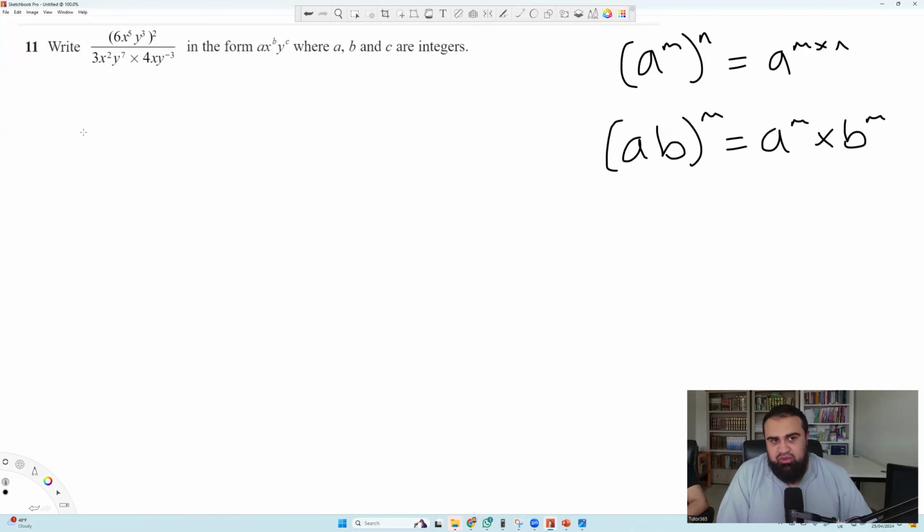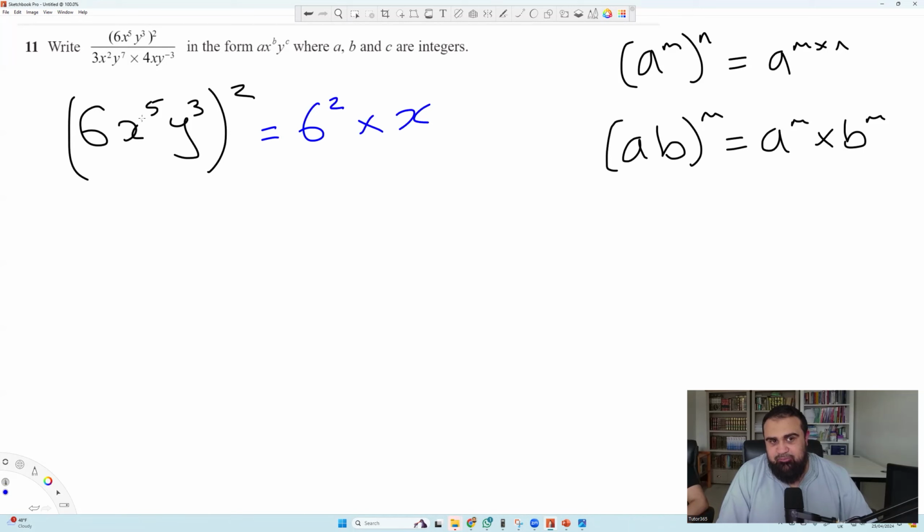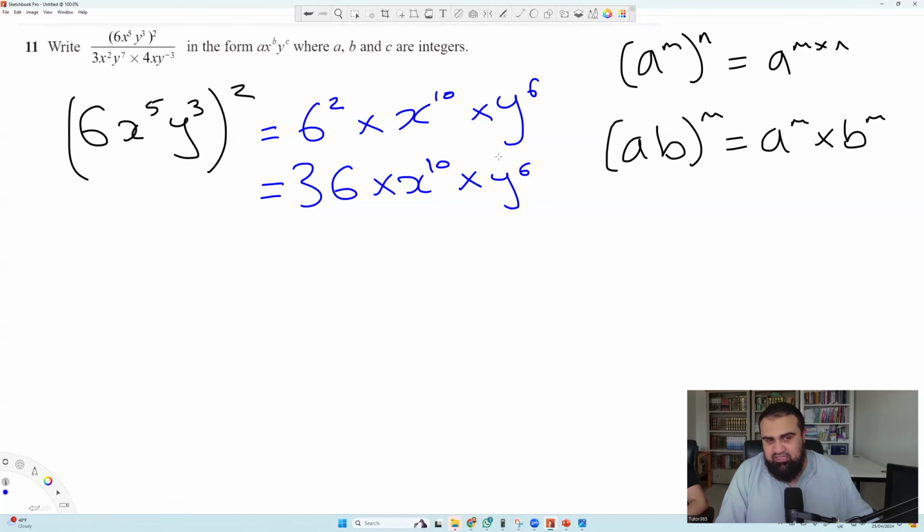So for the numerator, what do we have? We have 6x to the power of 5, y to the power of 3, all to the power of 2. So first we have to write 6 squared times x to the power of 5 times 2. So you get x to the power of 10 times y cubed, so you have to multiply the powers. 3 times 2 gives you y to the power of 6. So in the end, the numerator is now 36 times x to the power of 10 times y to the power of 6.